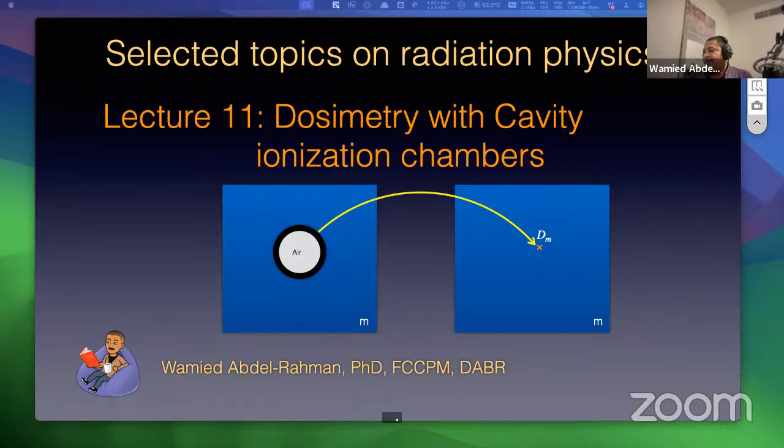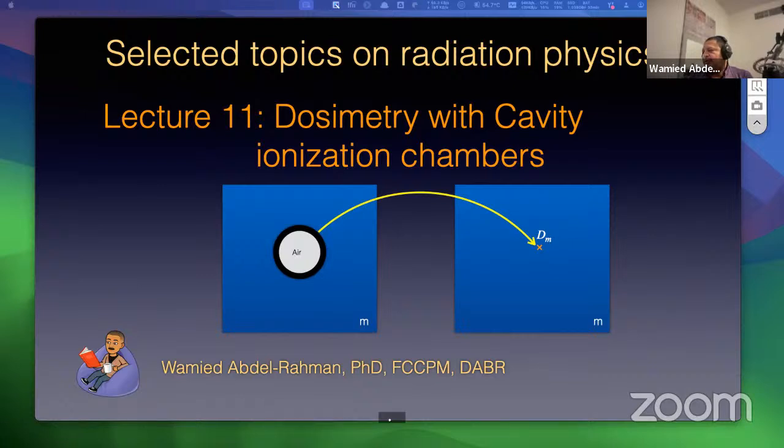For the theory to be valid, there are two requirements, or postulates of the theory. The first one for small cavity theory is that the ionization produced in the cavity is actually from charges produced outside of the cavity. And the second postulate is that the presence of the cavity does not perturb the fluence.